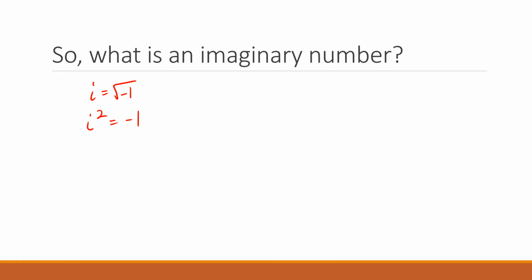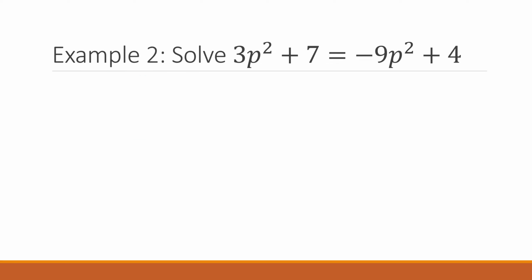So i squared is negative 1. Interesting. And we're going to stop with these properties right now. There are some other cool ones, but these are the ones you absolutely have to know. i is the square root of negative 1. i squared is negative 1. Let's move on and do some more examples that you'll see.